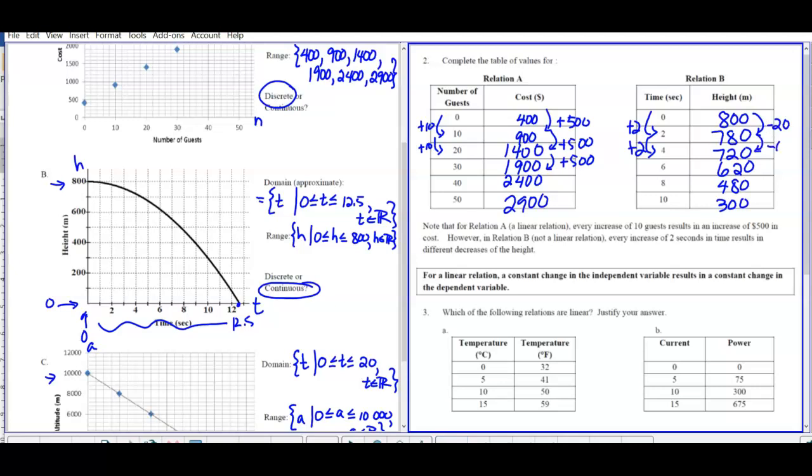Okay, this is increasing by 60, this is by 100, etc. So they're not constant. So that's not linear. And this is linear. Okay. Note for relation A, every increase of 10 results in an increase of 500. However, in B, every increase of 2 results in different decreases of height. So for a linear relation, a constant change in the independent variable results in a constant change in the dependent variable. So I'm going to go back to my full screen here.